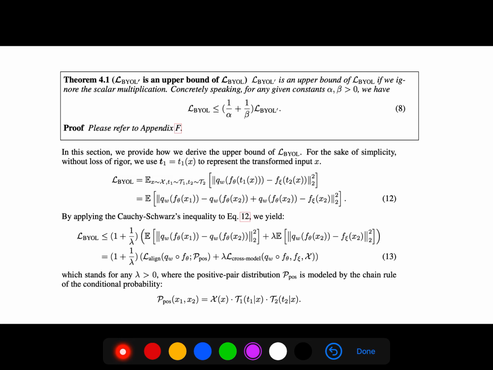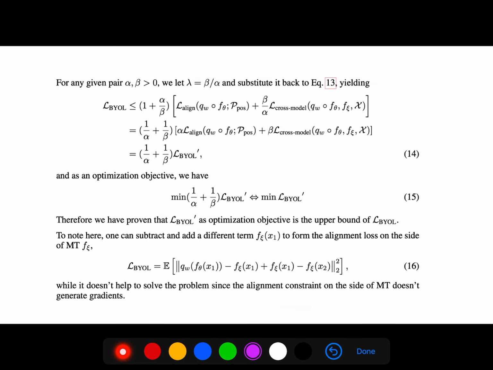So we have an upper bound for the BYOL loss, and we show how we derive the upper bound. For the sake of simplicity, without loss of generality, we use T1 to represent a transformed input. Then we apply Cauchy-Schwarz to that. And here, the positive pair distribution is modeled by this chain rule of conditional probability. So it's an upper bound.